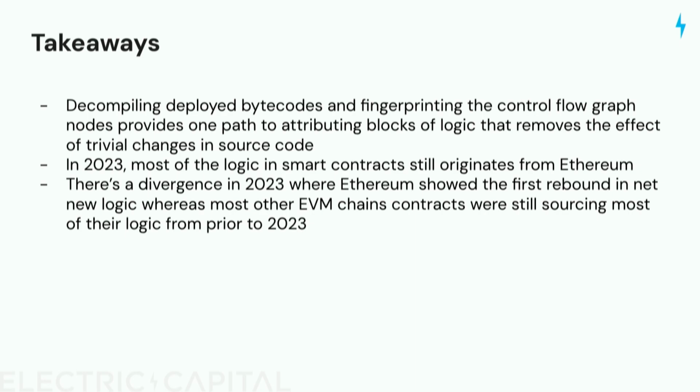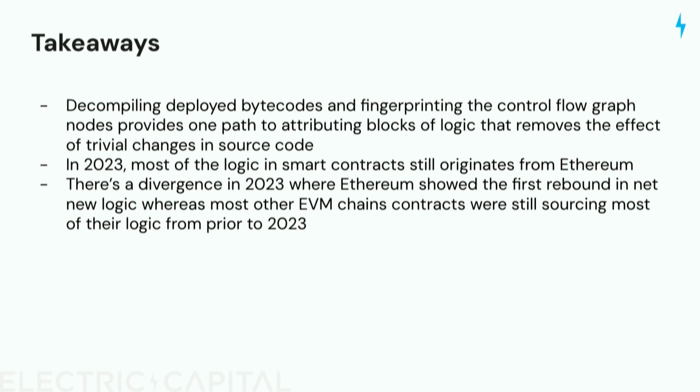So some takeaways that might be valuable for builders, L2s, folks working in ecosystems is that decompiling deployed bytecodes and fingerprinting the control flow graph nodes provides one path to attribute blocks of logic that removes the effect of trivial changes in source code. Over the past few months, we've seen increased Sybil activity on the development side, especially with Scroll and Base. And one very easy way to strip away a lot of trivial changes like changing variable names, function names, constants, is to take a CFG fingerprinting type of approach. It's very easy to quickly dedupe contracts that way.